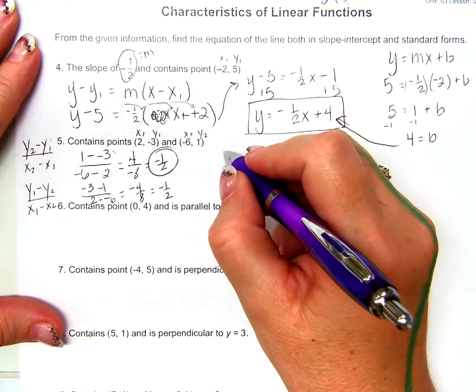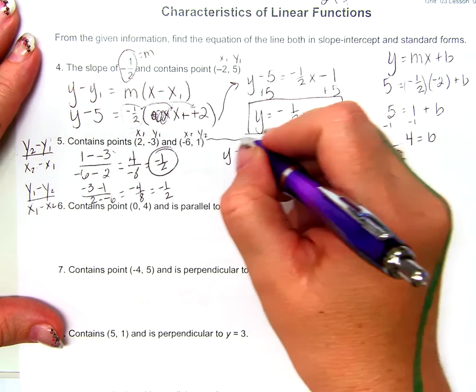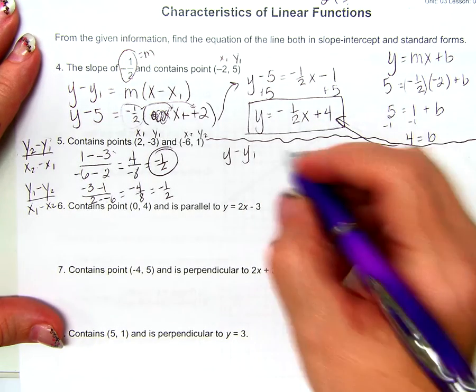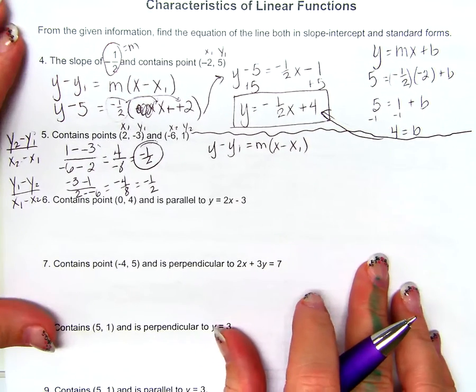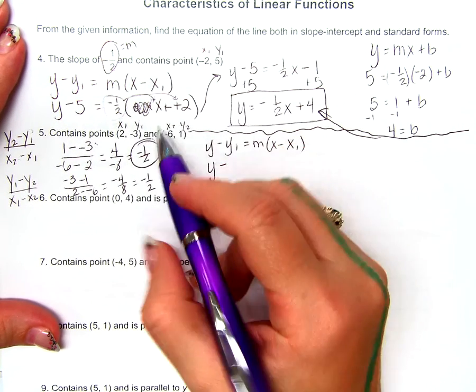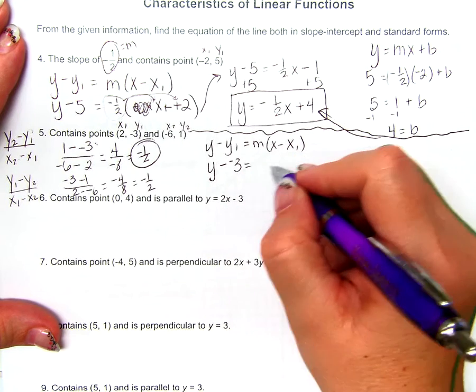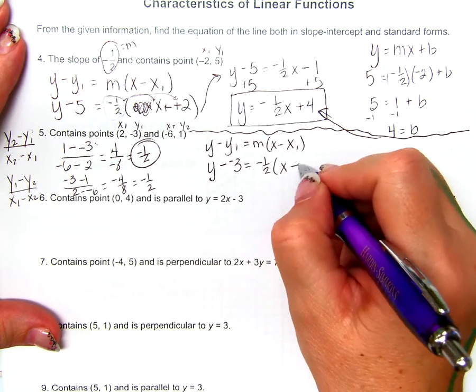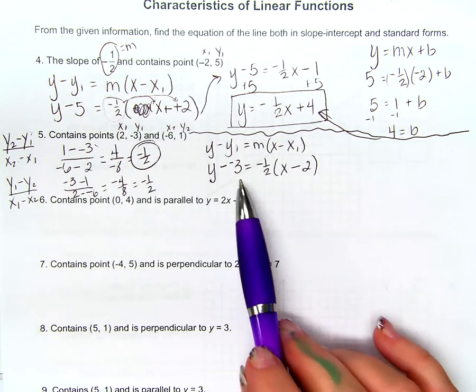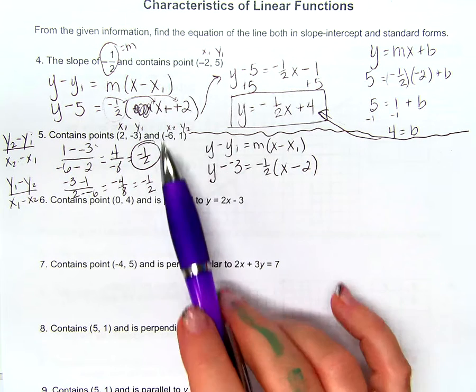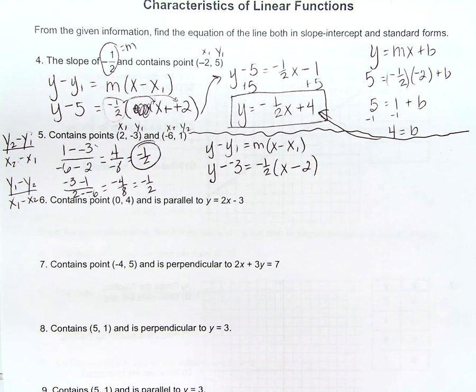Okay. So y minus y1 equals m times x minus x sub 1. So y minus y sub 1, which is -3, equals -1/2 times x minus x sub 1, which is 2. Now, why did I use -3 and 2 as my x and my y? Why didn't I use -6 and 1? Does it matter which one I put in? If both points lie on the line, won't they tell me the equation of the same line?